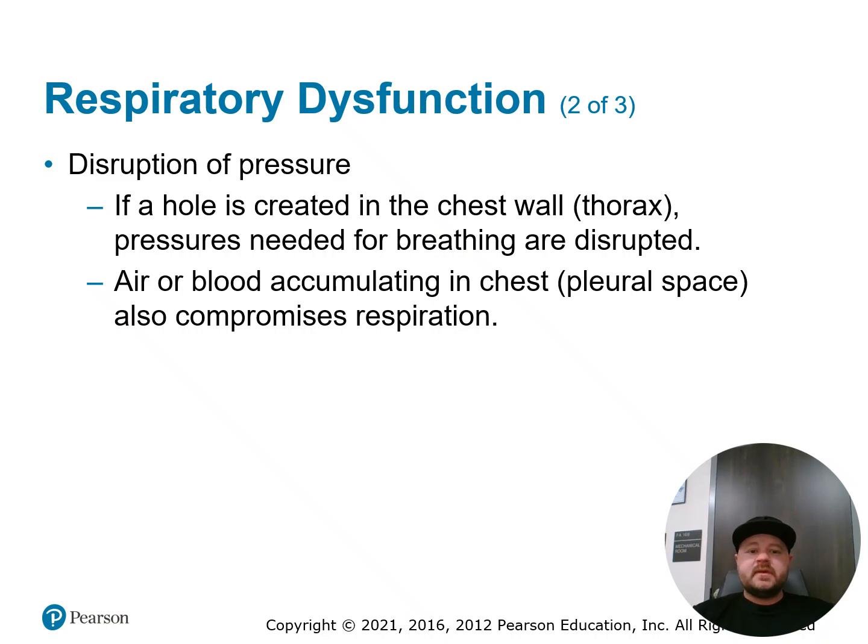Disruption of pressure. So if a hole is created in the chest wall, the thorax, the pressures needed for breathing are disrupted. We talked about in the last chapter how our diaphragm contracts, it pulls down and it pulls air in using negative pressure, and then it relaxes, and using positive pressure, our air is exhaled. If I have a hole in my chest wall, that pressure in my chest is disrupted, and I'm not going to be able to effectively use that negative pressure system like normal. If we have air or blood accumulating in our chest or the pleural space, that also compromises respiration.